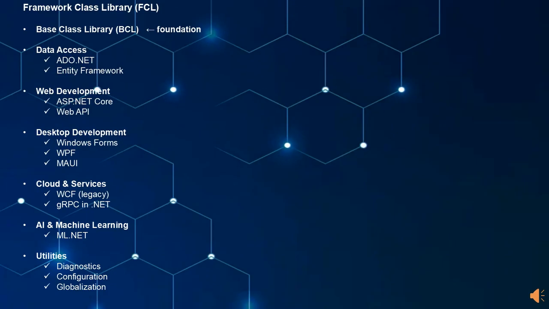The Framework Class Library, FCL, contains the Base Class Library, BCL, foundation and data access. We have ADO.NET and Entity Framework. In web development, we have ASP.NET Core and Web API. In desktop development, we have Windows Forms, WPF and MAUI. In cloud and services, we have WCF legacy, gRPC and .NET. In AI and machine learning, we have ML.NET, and in utilities, we have diagnostics, configuration, and globalization.